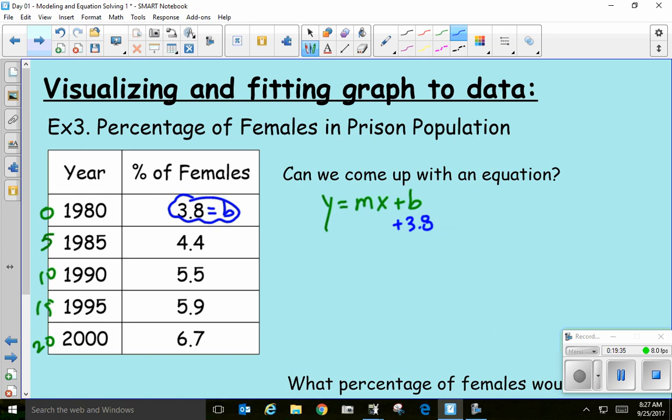Wait, I thought it was the y. No, you don't know the y. That's your y value when x is 0. It's your y-intercept. It's where you cross the y-axis at 3.8. So I know I need my y in there. I know I need my x in there. So I've got to find m. What does m represent?